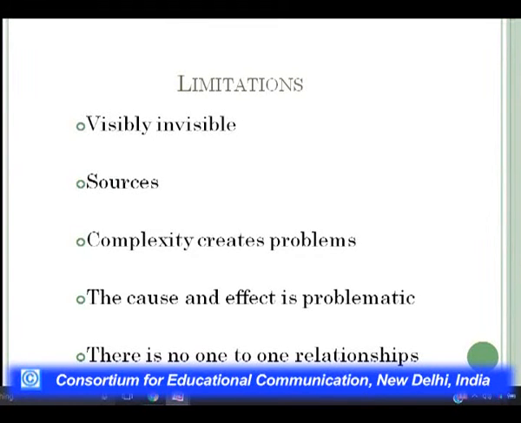Now let me also briefly discuss the limitations. The climate is visibly invisible. Visibly invisible means it is out there, we can see that, but we don't get recorded evidences of climate in our past information. That is the problem of the historical sources. Secondly, global environmental history deals with complex issues, and these complexities create problems for a very simple, straightforward narrative of environment.